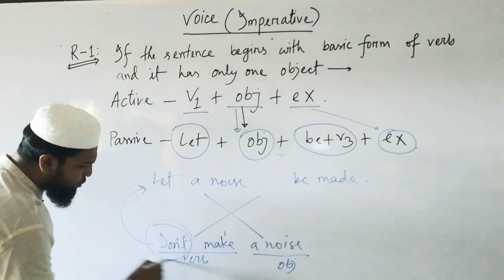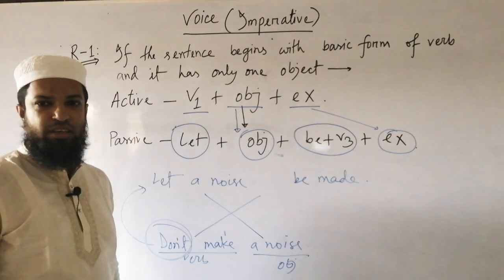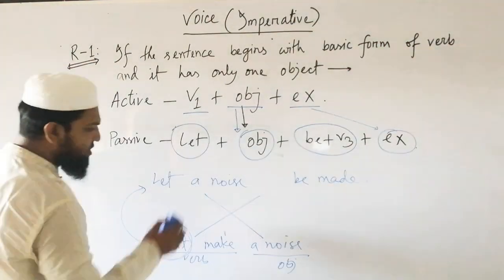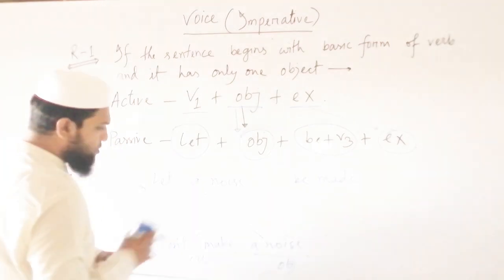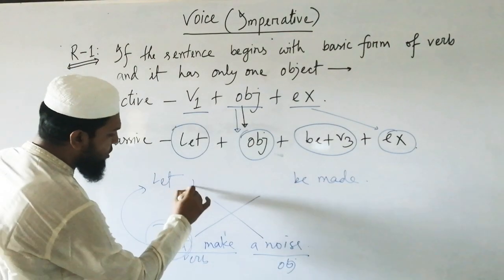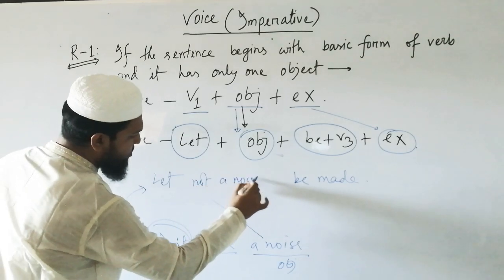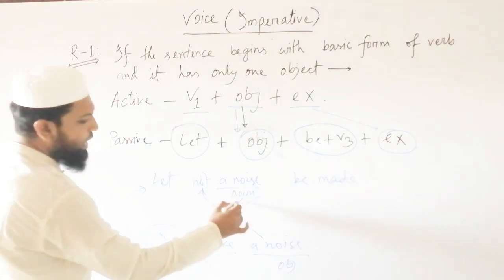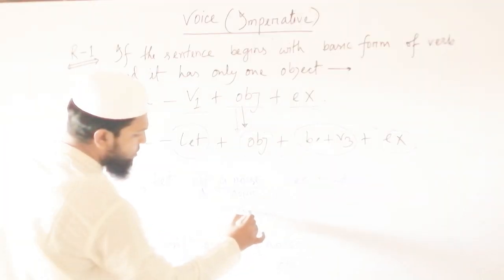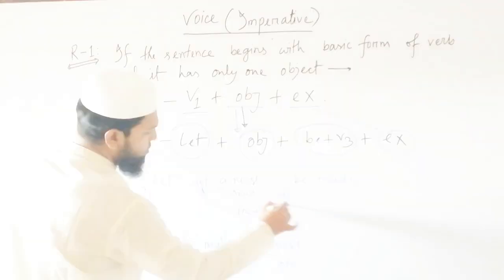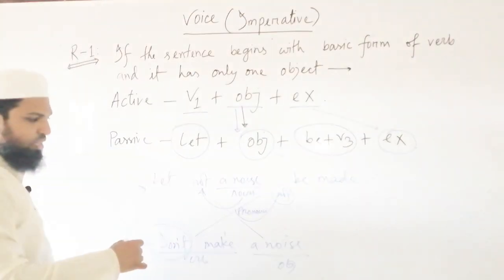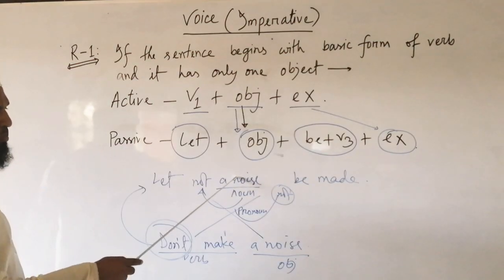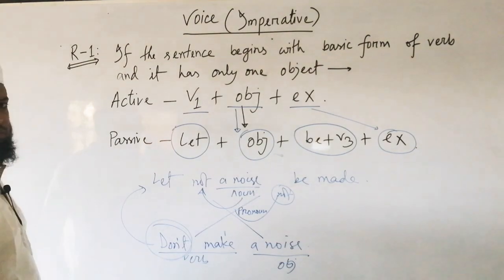But what will I do with not? It is a definite rule. If the object is noun, then I will use not first, as the object is noun. If the object is pronoun, I will use not after it. Okay, after pronoun, before noun. In imperative sentences, we have to remember that we will use not before noun and after pronoun. You have to remember it.